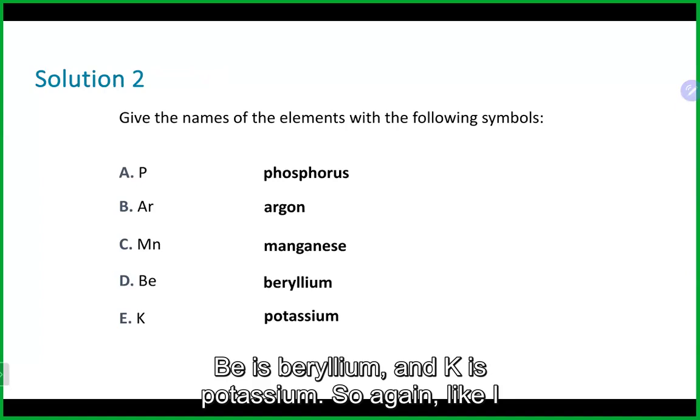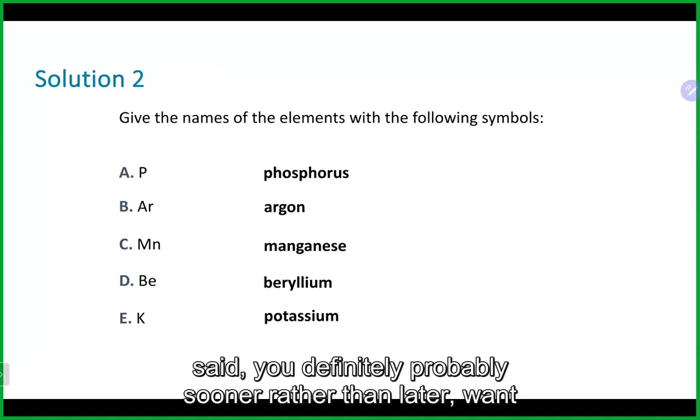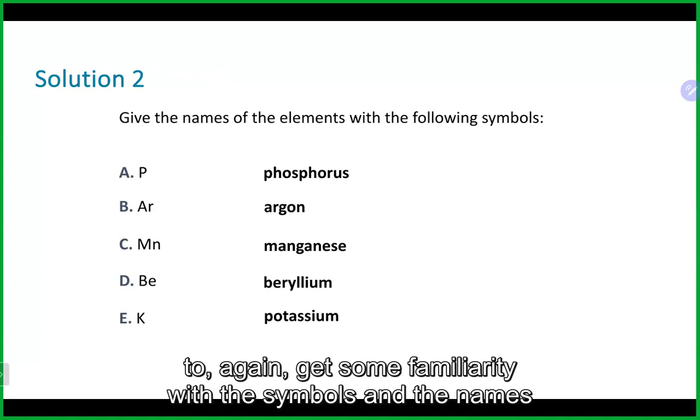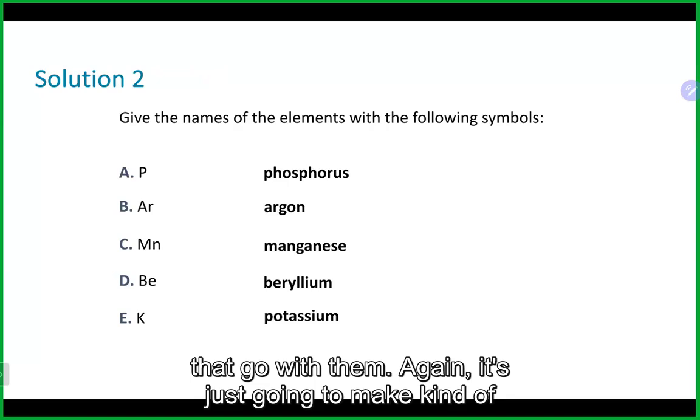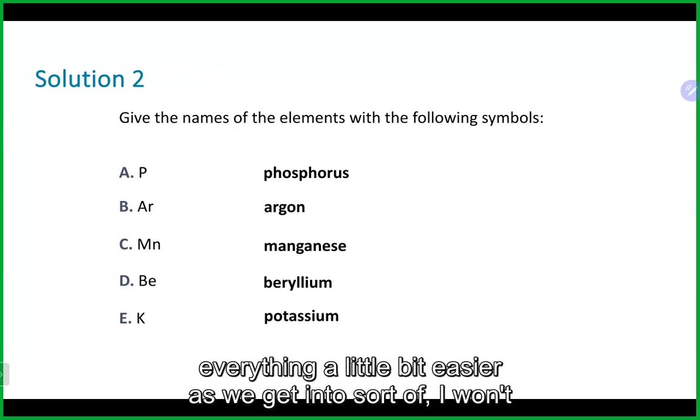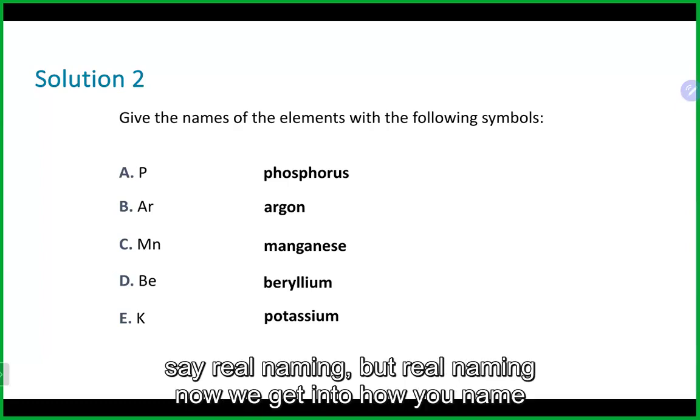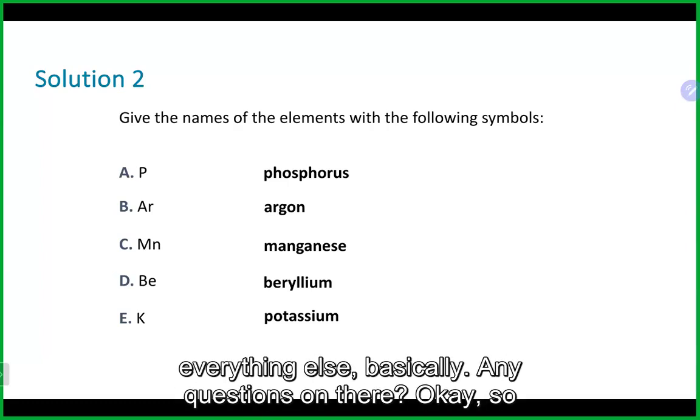So again, like I said, you definitely want to get some familiarity with the symbols and the names that go with them sooner rather than later. It's just going to make everything a little bit easier as we get into the real naming, when we get into how you name everything else. Any questions on there?